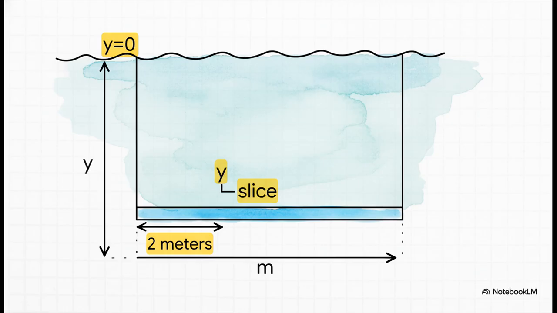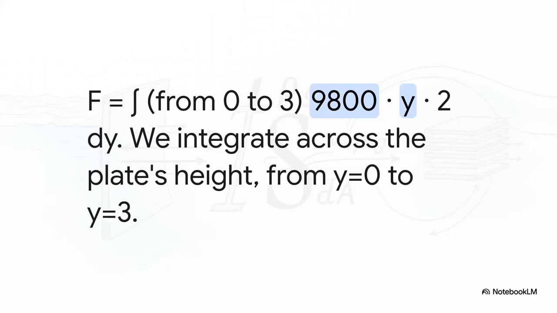Okay, following our steps. We'll set y equals 0 at the surface and have y increase as we go down. So at any point on the plate, the depth is just y. Easy enough. And since it's a rectangle, the width doesn't change. It's a constant 2 meters all the way down. See, the setup for a rectangle is pretty straightforward. Now we just plug all of those pieces into our master formula.